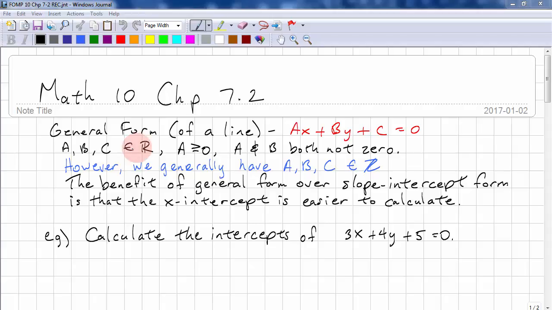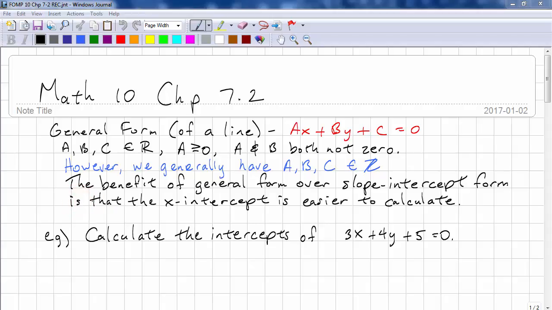This time we're going to be looking at the general form of a line, and that's ax plus by plus c equals 0. And note that a, b, c are all reals. A is greater than or equal to 0, and a and b cannot both be 0. However, we generally have it that a, b, and c are integers.